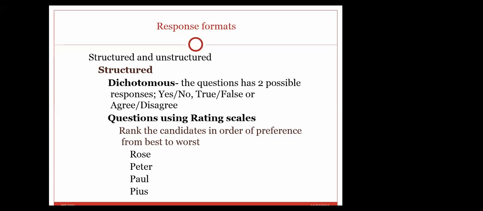Under the closed-ended ones, which can also be called structured, there are different types of structures to the questions. So we have dichotomous. This is where the question has two possible types of responses. Yes or no, true or false, agree or disagree. That type of question is called dichotomous. And then we have questions that use rating scales. Rank the candidates in order of preference from best to worst.